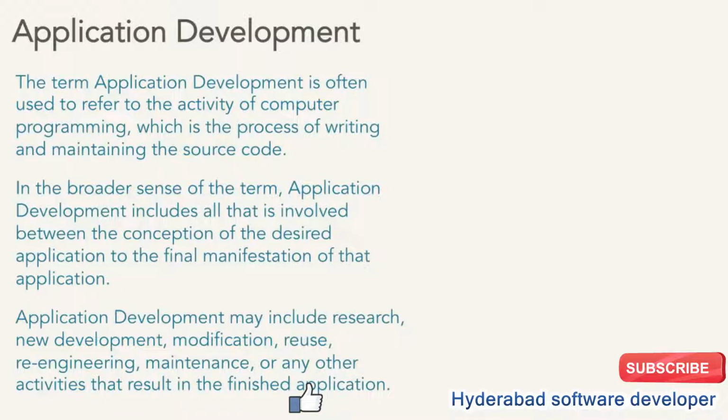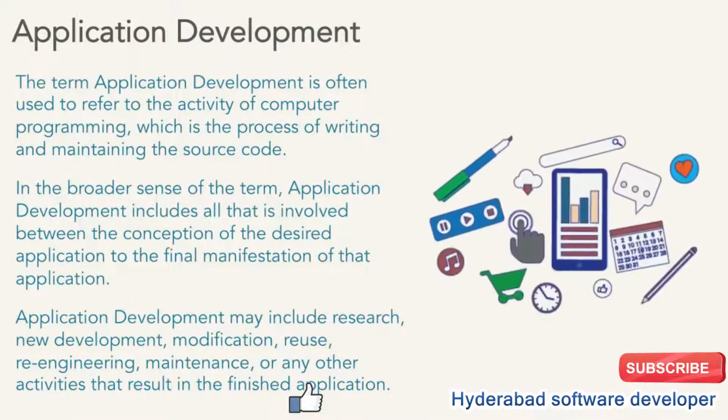In a broader sense of the term, application development includes all that's involved between the conception of the program or application and the design process to the final manifestation of that application or program. Application development may include things like research, new development, modifications, reusing other code to create new things, and re-engineering, definitely taking lessons learned from other products and repurposing them, maintaining, and testing. There's a lot to being a developer.